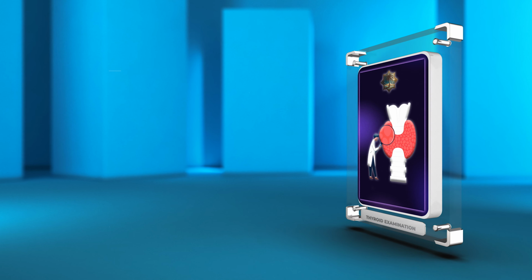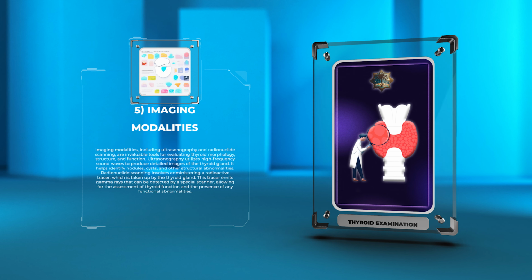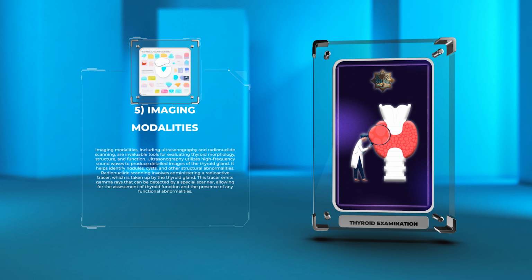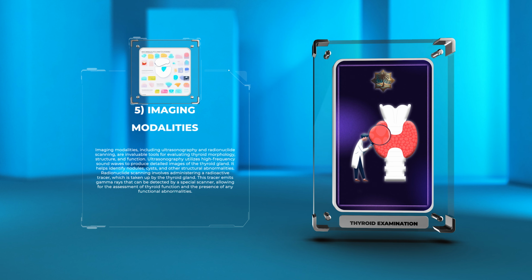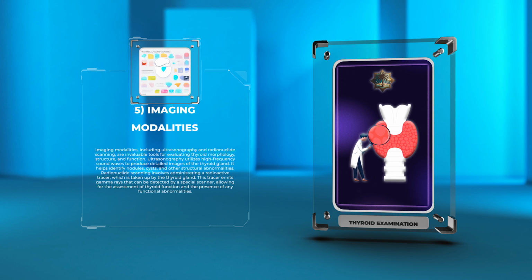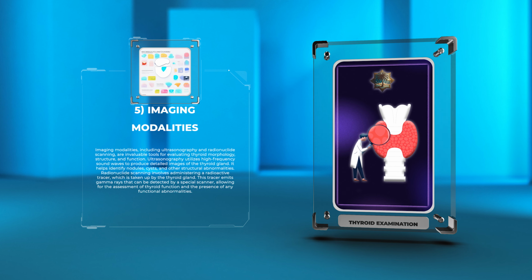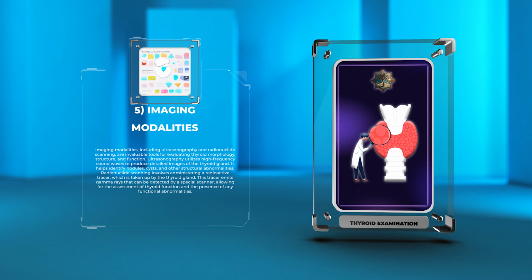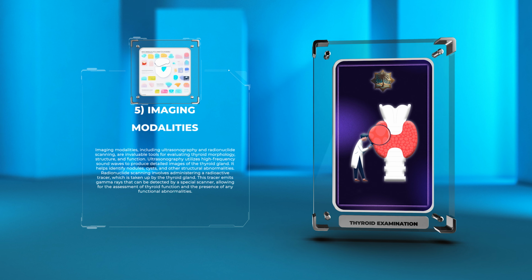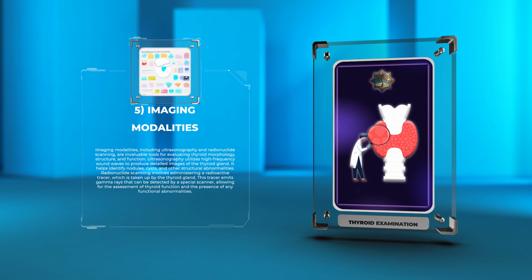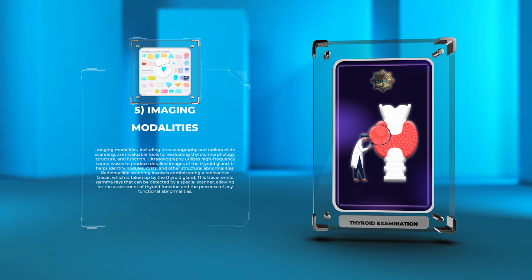Imaging modalities, including ultrasonography and radionuclide scanning, are invaluable tools for evaluating thyroid morphology, structure, and function. Ultrasonography utilizes high-frequency sound waves to produce detailed images of the thyroid gland. It helps identify nodules, cysts, and other structural abnormalities. Radionuclide scanning involves administering a radioactive tracer, which is taken up by the thyroid gland. This tracer emits gamma rays that can be detected by a special scanner, allowing for the assessment of thyroid function and the presence of any functional abnormalities.